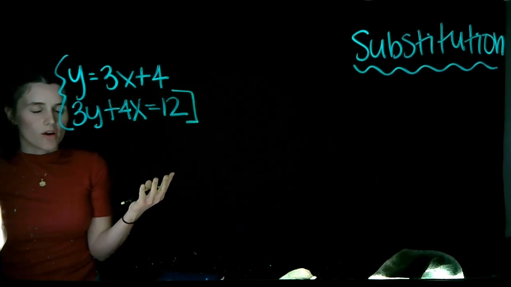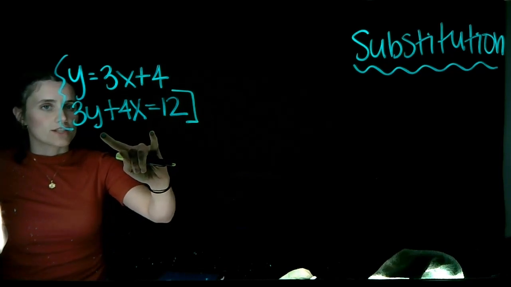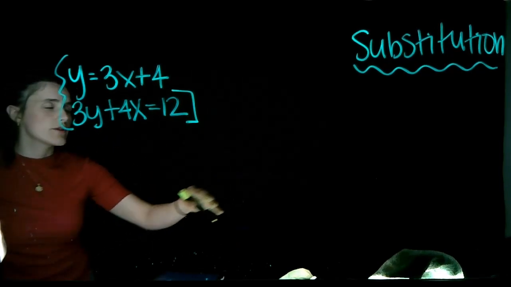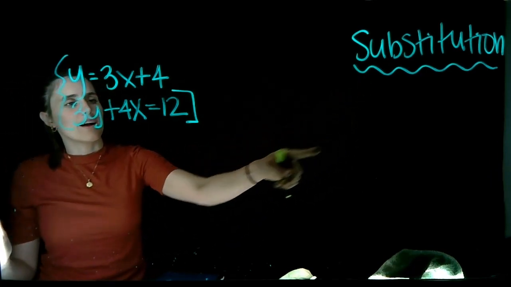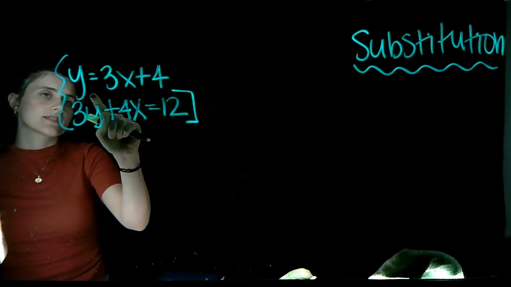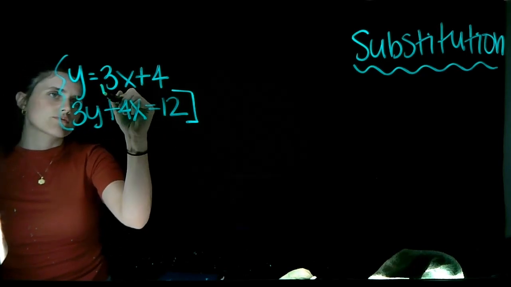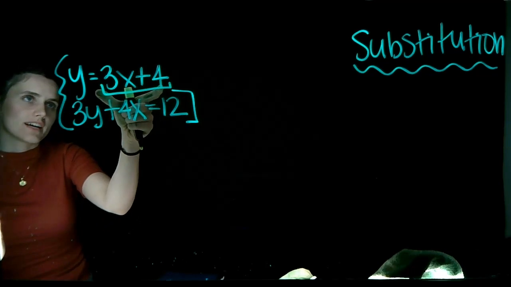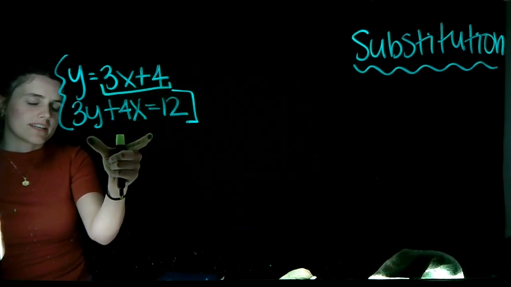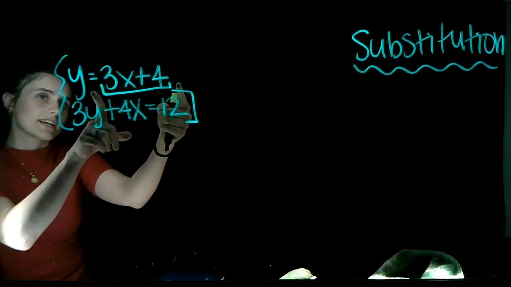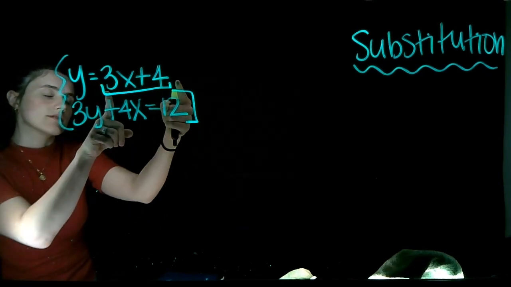But that takes a lot of work to have to rewrite this and rearrange it to be equal to y and then set them equal to each other and then solve it. But if we use this substitution method, it allows us to solve this without rewriting this bottom equation. If we notice this first equation, it says y equals 3x plus 4. So that means that y is the same thing as 3x plus 4. So in my bottom equation, instead of saying 3 times y, I'm just going to say 3 times 3x plus 4 because y is equal to 3x plus 4.